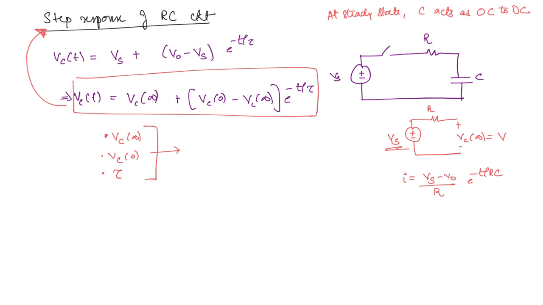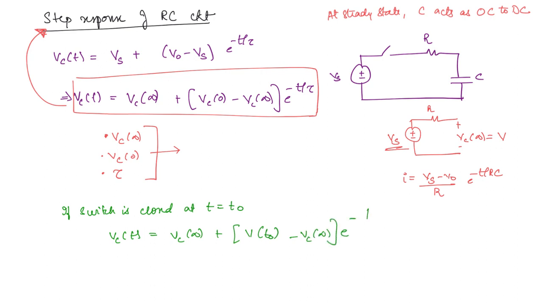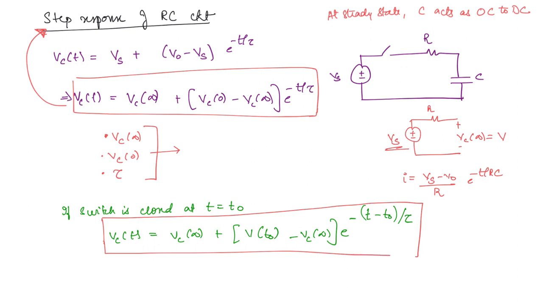Now the question comes: how to find the final value, initial value and time constant in a simpler manner? This we will do by means of an example. That is when it will be more clear to you. And one more important point here, as an extension of this formula: if the switch is closed at t equal to t naught, then you will write Vc of t equal to Vc of infinity, which remains the same, plus (the initial value, now at t naught, because the switch is closed at t naught, minus the final value) e to the power minus (t minus t naught) divided by tau. So this will be the only difference if the switch is closed at some time other than 0.